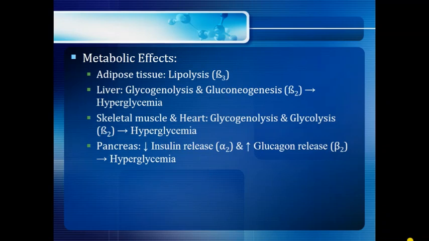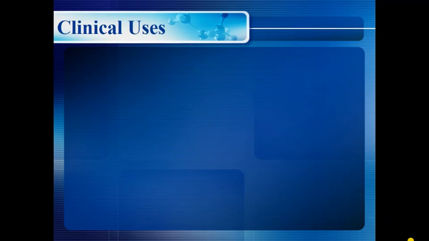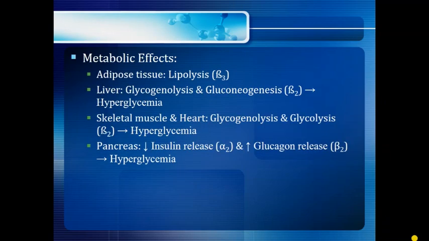In skeletal muscle and heart, there will be glycogenolysis and ultimately lead to hyperglycemia. Action on the pancreas: alpha-2 mediated decrease in the insulin release, and beta-2 mediated increase in the glucagon release will be there. Ultimately, there is hyperglycemia produced in the blood.